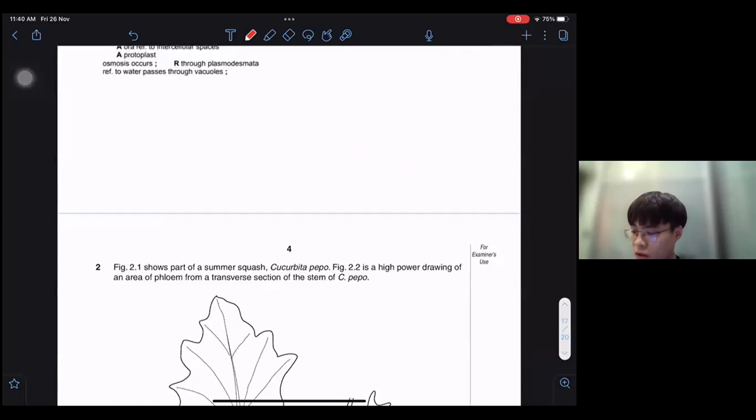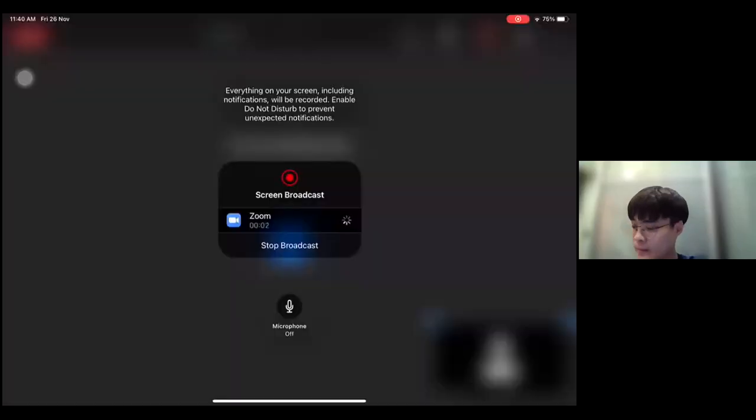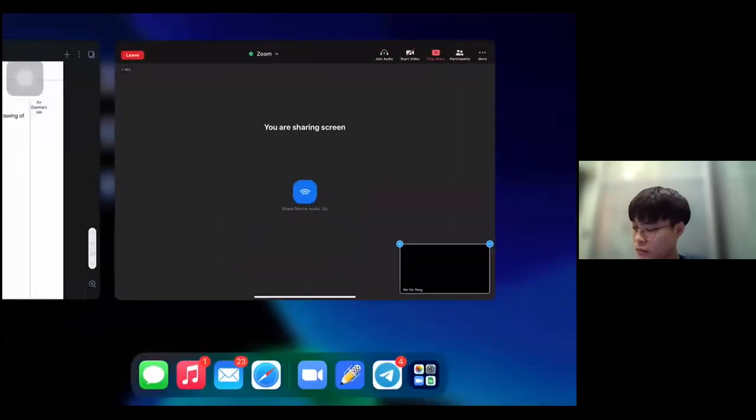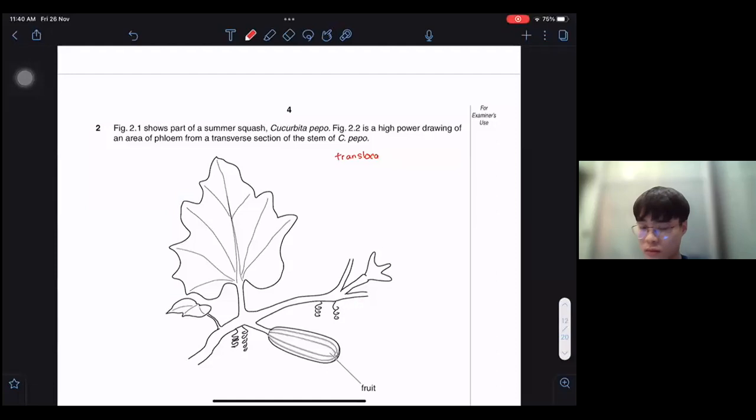For recap, translocation is divided into 3 parts. The first part is the loading. Second part is translocation. And the third part is unloading.